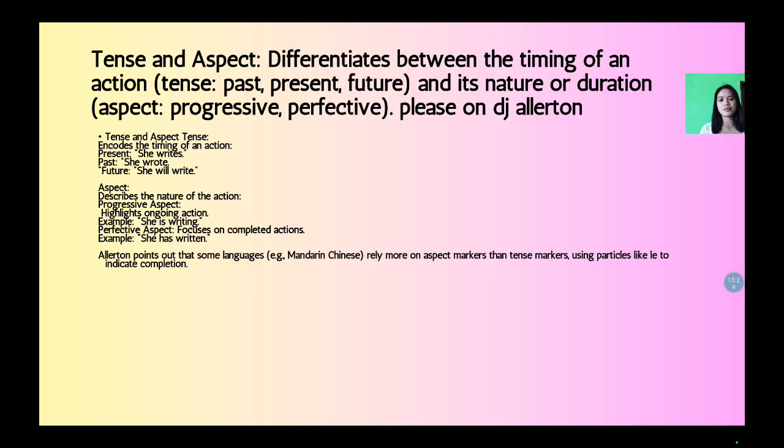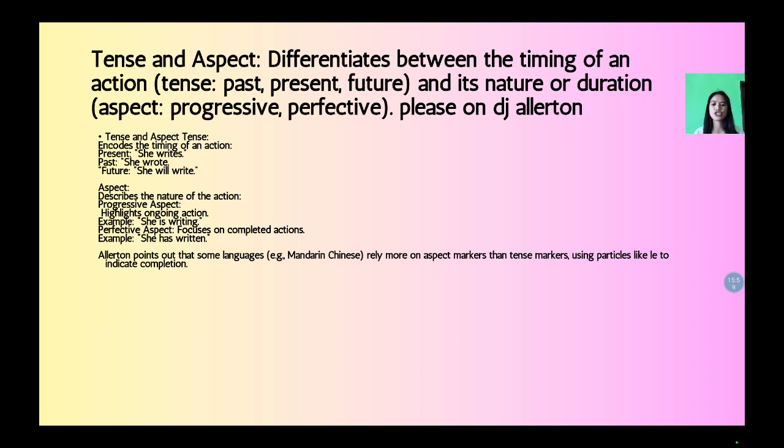Tense and aspect differentiates between the timing of an action (tense: past, present, and future) and its nature and/or duration (aspect: progressive, perfective). Tense encodes the timing of an action.